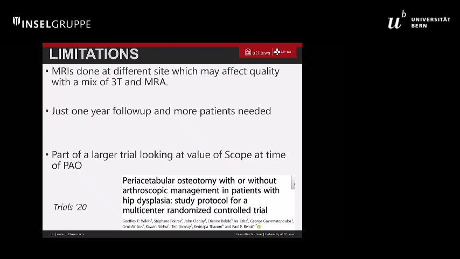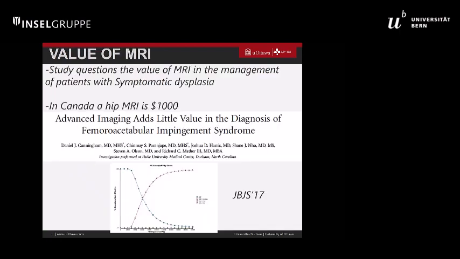And this does not really answer the question, is scope of value at the time of PAO, but this is part of the larger RCT, which we're completing the follow-up in the next year or so. Obviously, this does question the value of MRI in the management of symptomatic dysplasia. In symptomatic dysplasia, you have a diagnosis of dysplasia on plain x-rays. What's the value of MRI? It doesn't seem to help much in terms of treatment. And these are similar findings that Steve Olson reported in terms of advanced imaging for diagnostic value in FAI. And there is a cost. Our cost of MRI in Canada, I don't know how it compares to the US, is about $1,000. So for us, it's still much more expensive than plain x-rays.